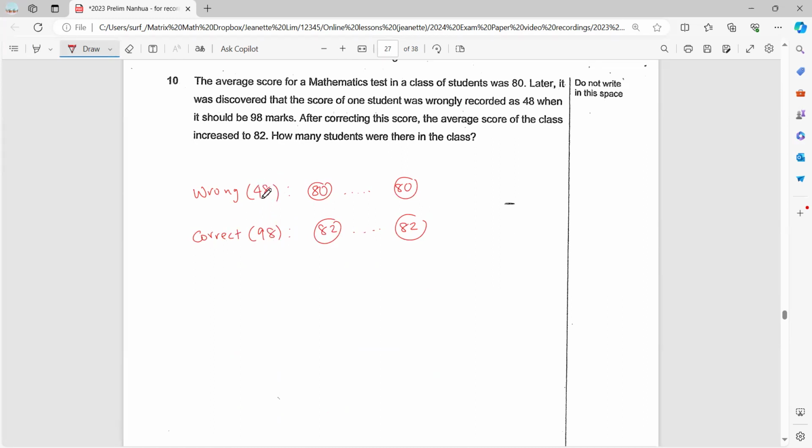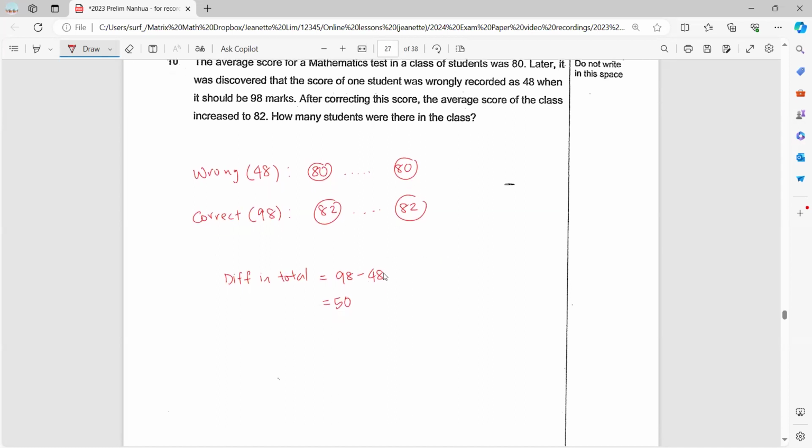So 48 versus 98. The difference in total would be 98 minus 48, which is 50. How is this 50 affecting the average score? Now the average score has increased, so the average score has actually increased by 2.